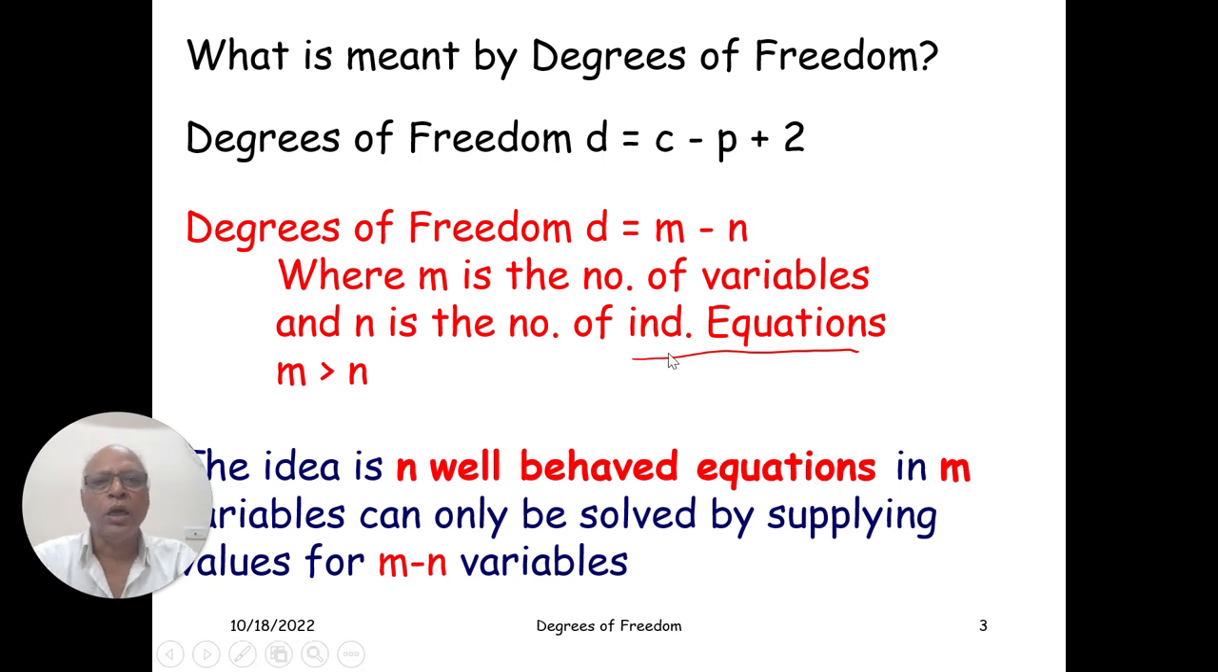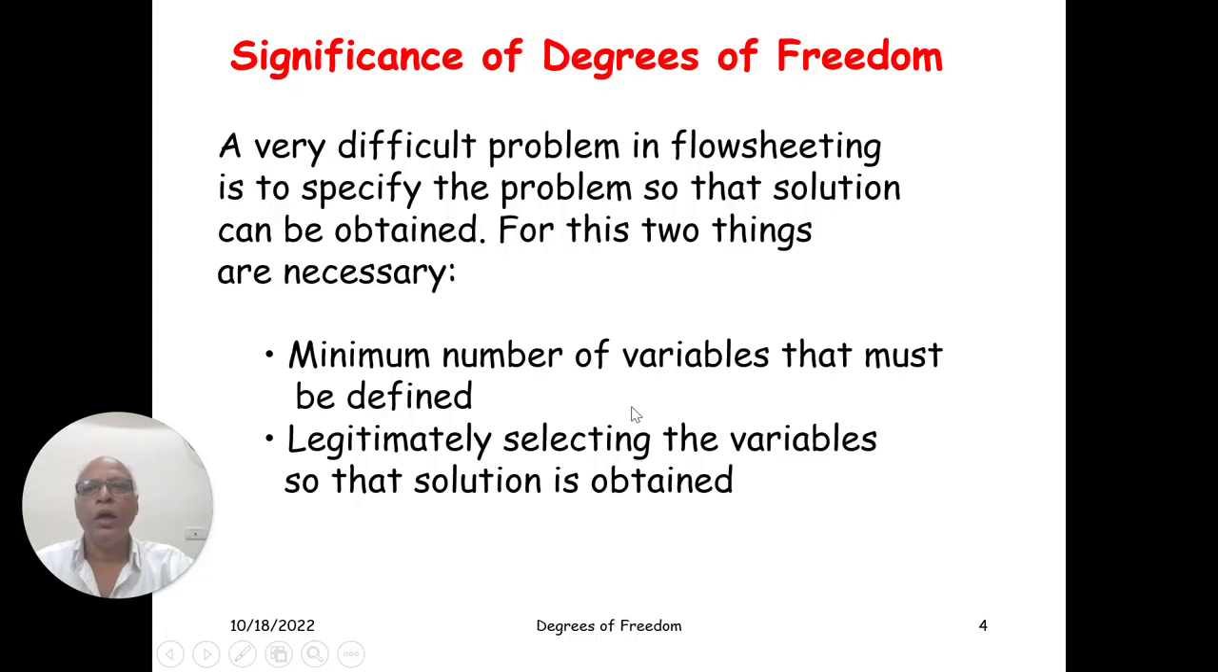In other words, if M is more than N, it is not possible for us to get a unique solution. So the idea in specifying the degrees of freedom is, if this difference is addressed and so many variables are defined, then you will be able to solve the remaining n equations in n unknowns in a unique way. So that is the idea. Now the significance of degrees of freedom is, a difficult problem in flow sheeting is to define the problem so that you will be in a position to obtain the solution.